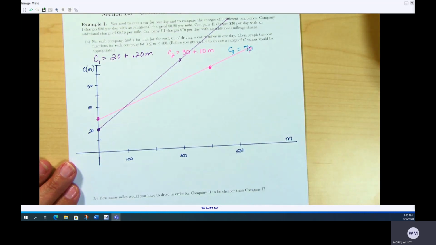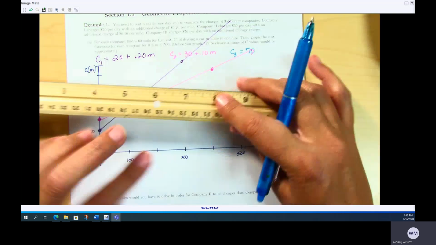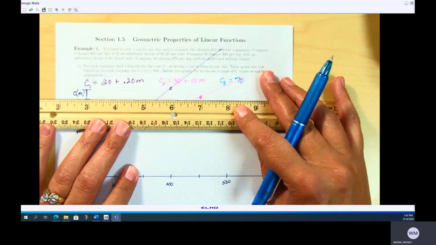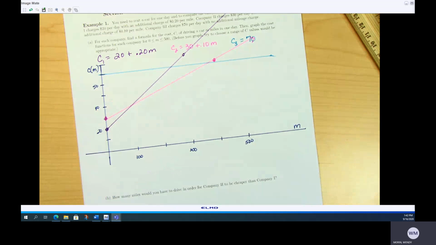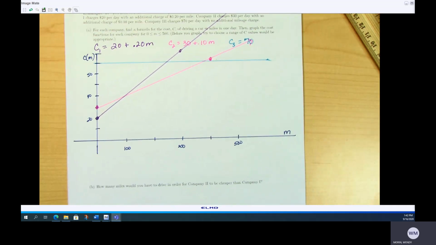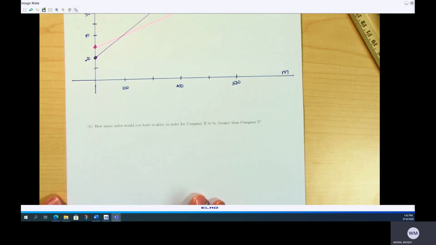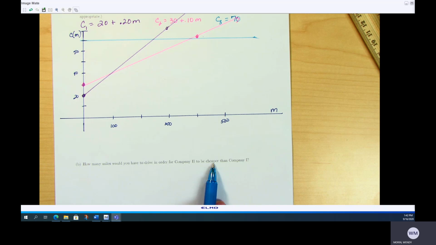And then the third one, our third company, is always $70. I missed that a little bit, but we're okay there. You get the idea. So there is the graph. It says, how many miles would you have to drive in order for company 2 to be cheaper than company 1?